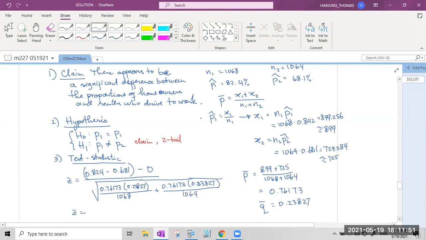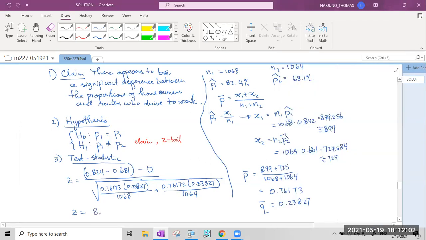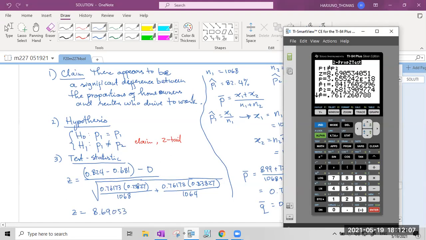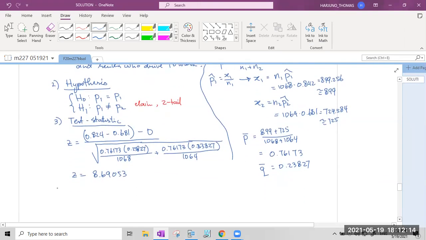Now, the good thing is if you use calculator, then you can see the Z-score right away. That's 8.69053. Oh, that's a very, very big one. And the p-value is two-tailed, so this is 8.69053, but you need to double it.